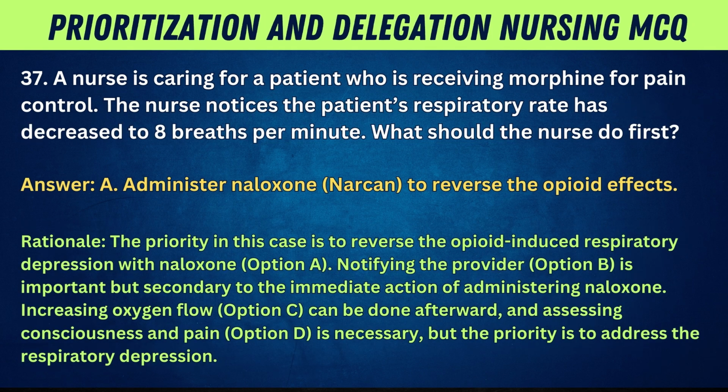Answer. A. Administer naloxone (Narcan) to reverse the opioid effects. Rationale. The priority in this case is to reverse the opioid-induced respiratory depression with naloxone, option A. Notifying the provider, option B, is important but secondary to the immediate action of administering naloxone. Increasing oxygen flow, option C, can be done afterward, and assessing consciousness and pain, option D, is necessary, but the priority is to address the respiratory depression.